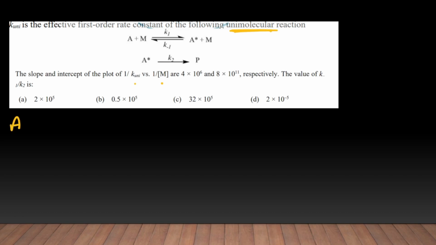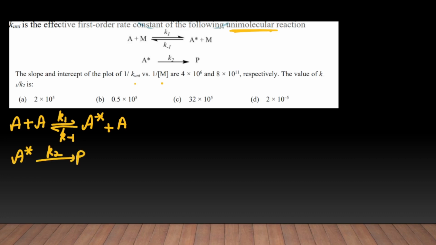So what we do is, in the unimolecular reaction, you have these two, A and A, which combine with the rate constant K1, and the backward rate constant is K inverse. This gives you the activated complex A star plus A. In the second step, this A star gets converted into the product P, with the rate constant K2. Now instead of one of this A, they have just used this M term. So this is the mechanism for your unimolecular reaction.